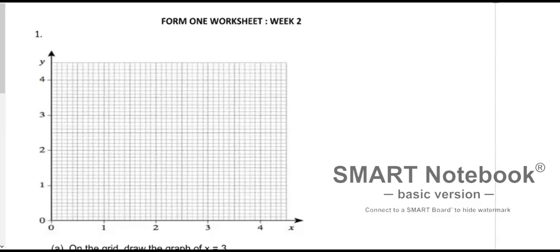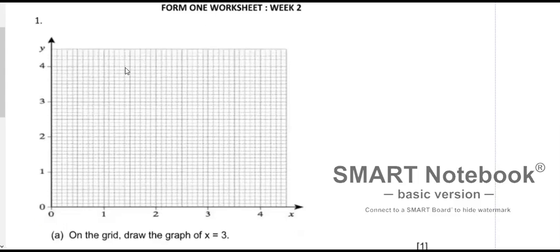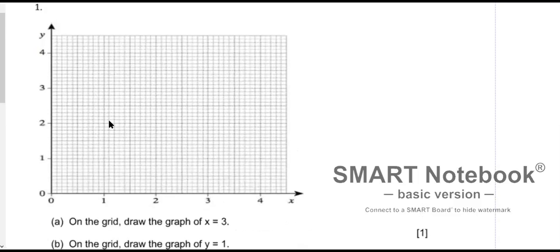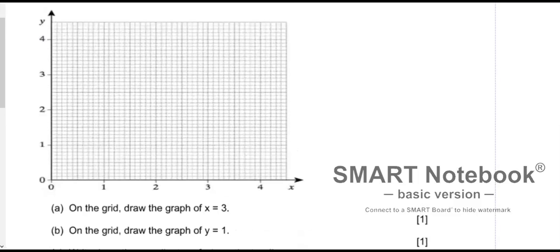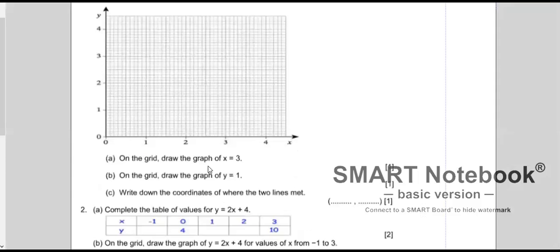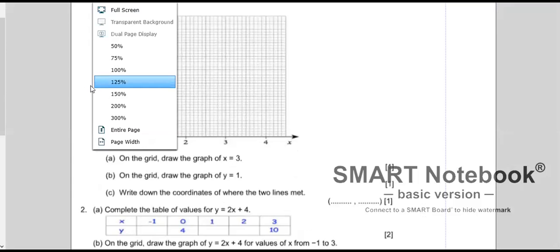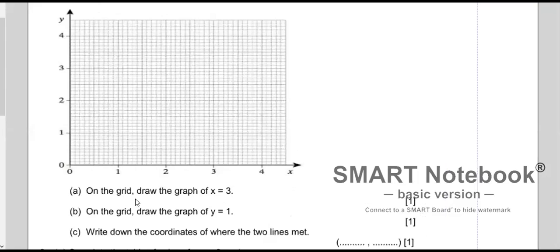Question number 1 is the question of graphs, which has instructions somewhere underneath. The question says, on the grid, draw the graph of x equals 3. It's simply a straight line that goes through the value of x equal to 3.